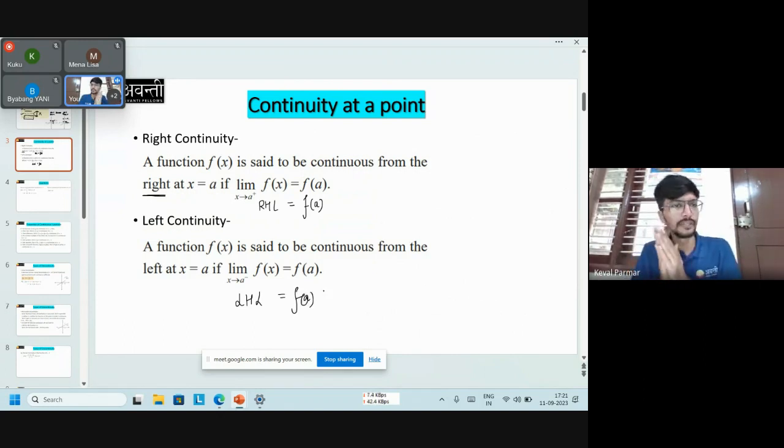Right continuity means RHL should be equal to the functional value. Left continuity means LHL should be equal to the functional value. Obviously at the given point, meaning at x equals a. So I hope this is clear. It is a very simple concept, but we will use it very importantly in the coming questions. So let us move on and see some examples.